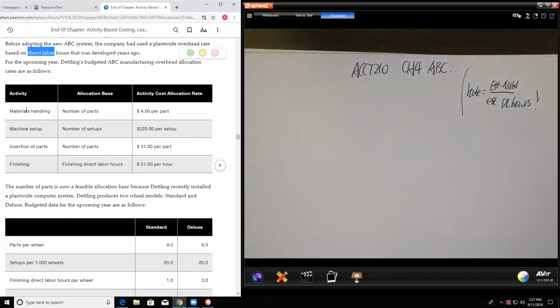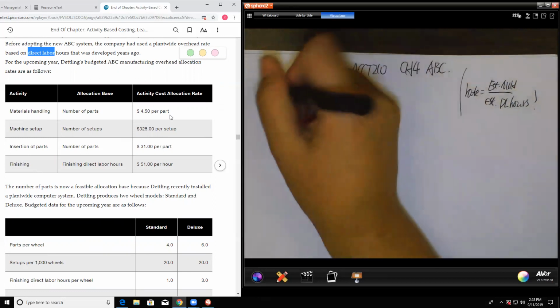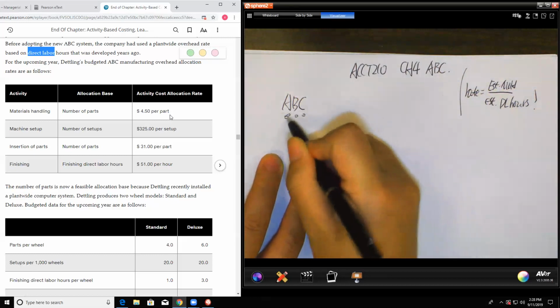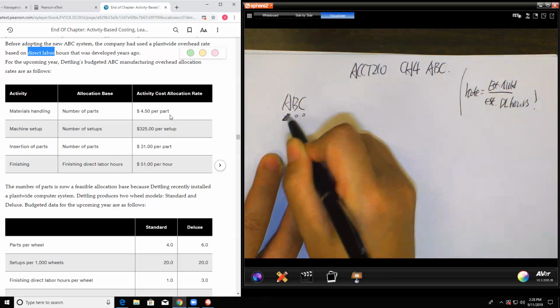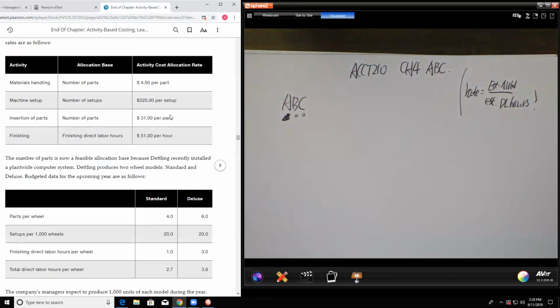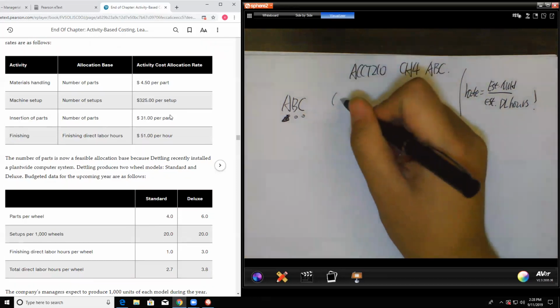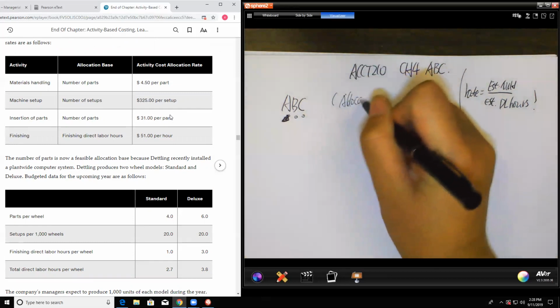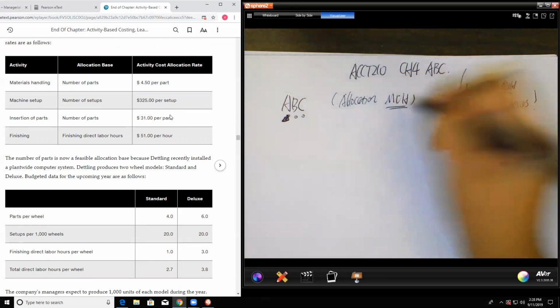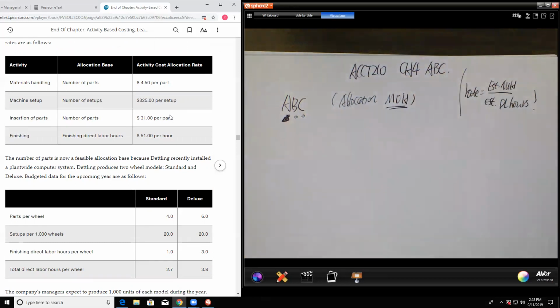And then the question also told you all of this activity. It told you the allocation base. It even calculated the rate for you. So we said ABC costing is activity-based costing. So our cost is based on these activities. So we should analyze each activity and then allocate our costs. Remember, when we talk about allocating, it's only for our manufacturing overhead. For direct labor and direct material, you never allocate, you just treat them directly and put them in work in process.